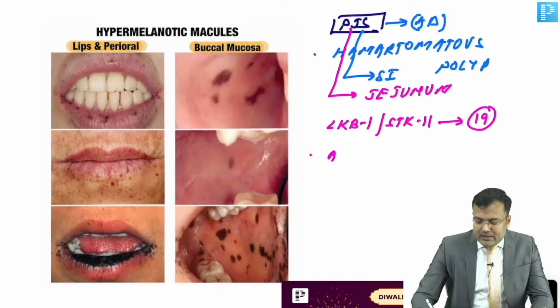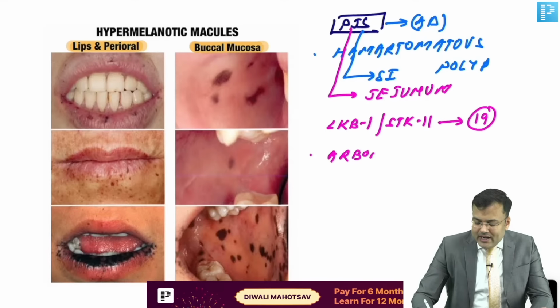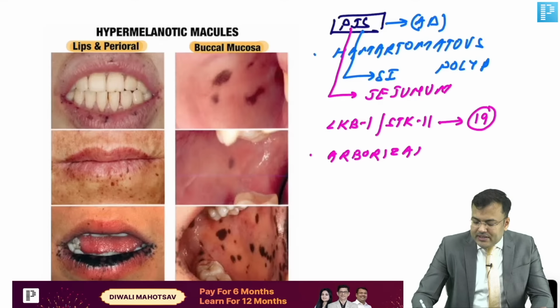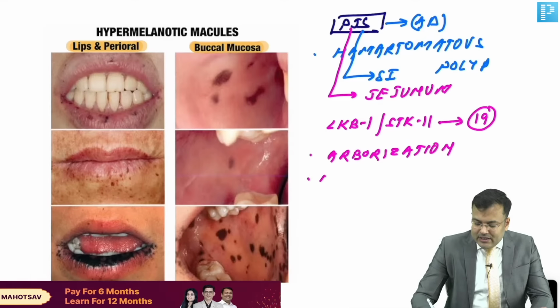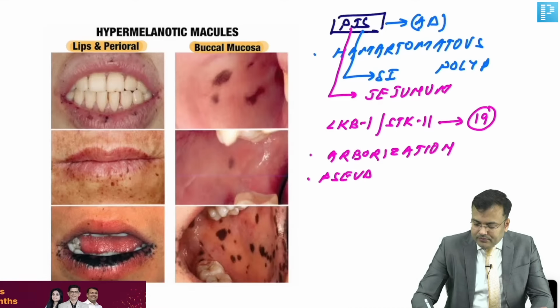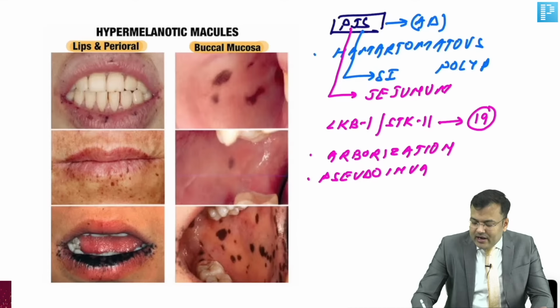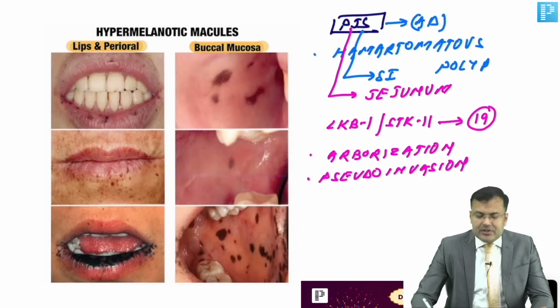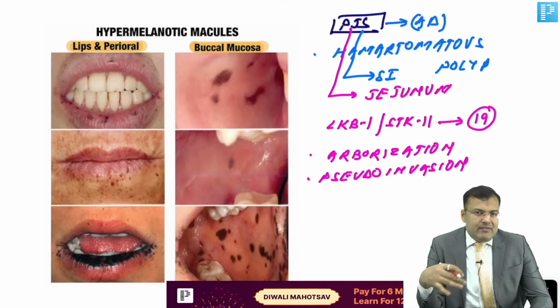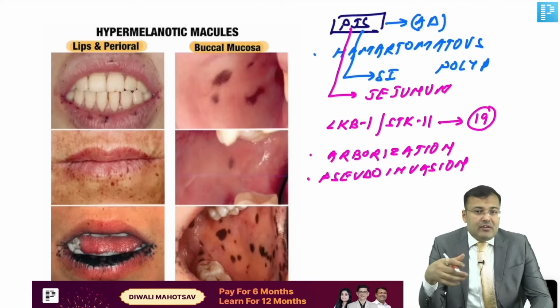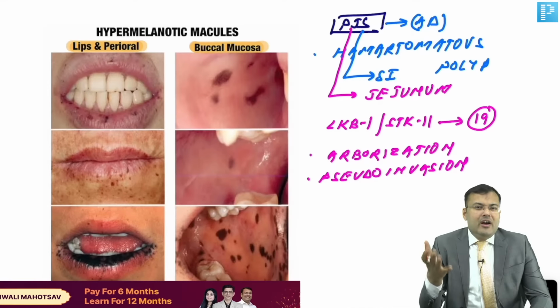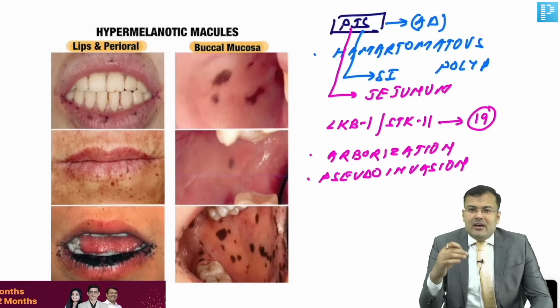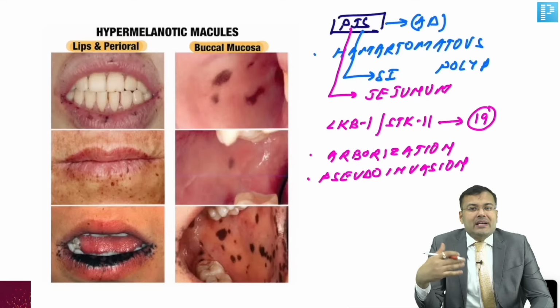You know, there is multiple branching, that is known as arborization. So, these patients are having arborization, and what else? Pseudo-invasion. This patient is having risk factor for multiple malignancies, one of the most important, carcinoma pancreas.